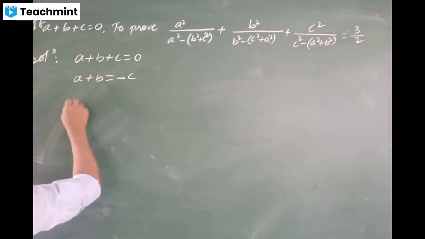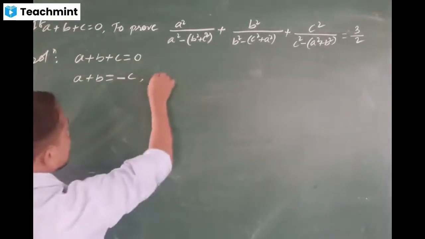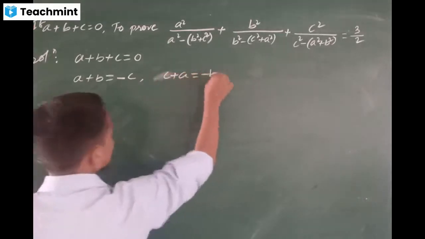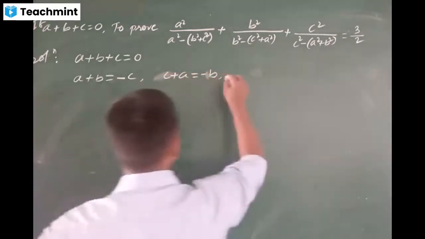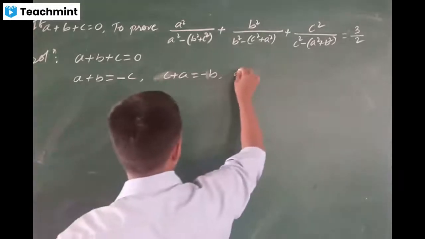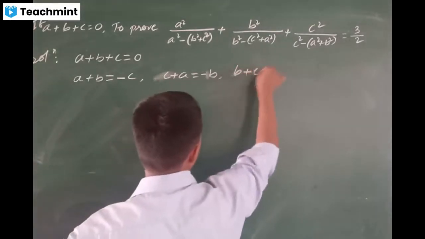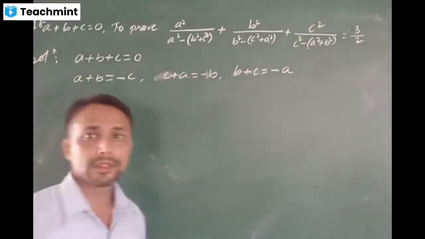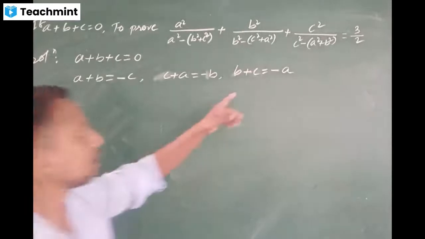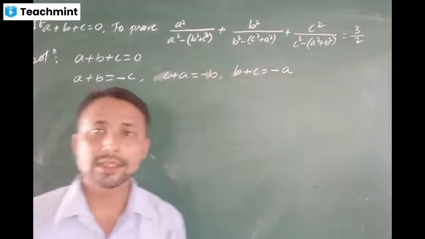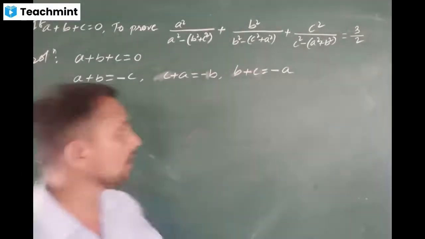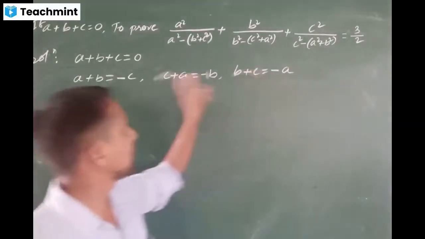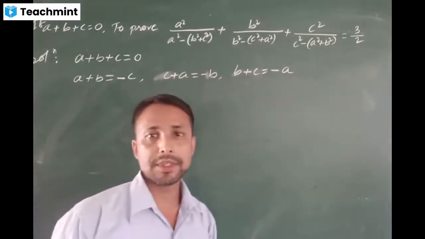Then a plus c, or c plus a, equals minus b. Similarly, we'll get b plus c equals minus a. Okay, here all the values are taken as a plus b, b plus c and c plus a form, and we found that a plus b is minus c, b plus c is minus a, and c plus a is minus b.